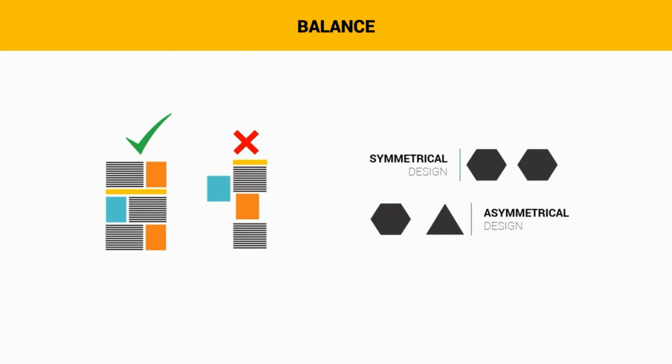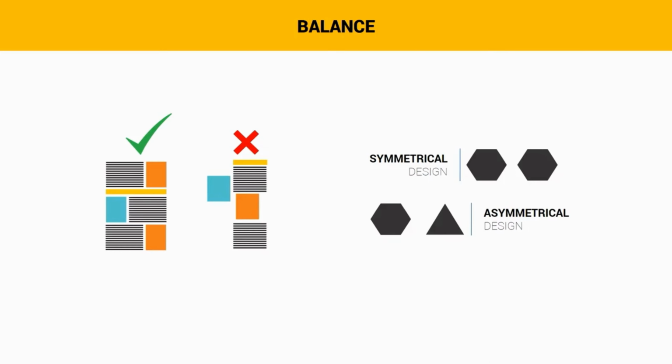3. Balance. Achieving visual balance in graphic design is done by using symmetry and asymmetry. Symmetry adds balance to a design. When elements are the same on both sides of an axis, the design feels harmonious.